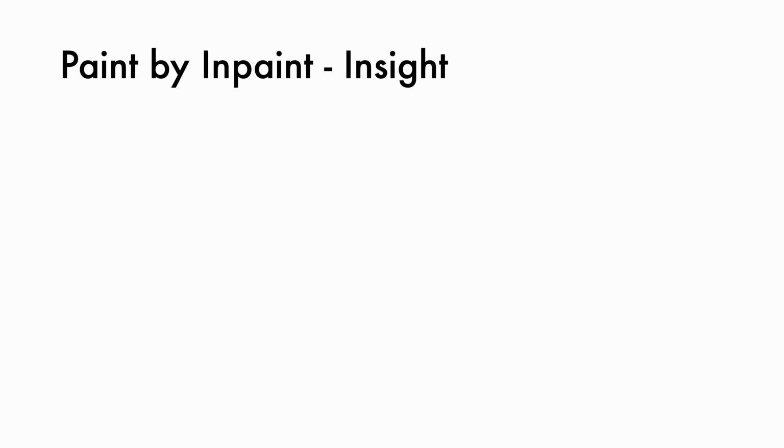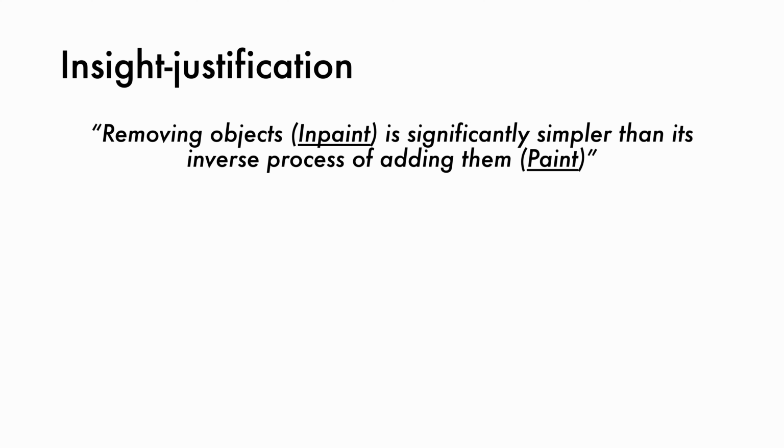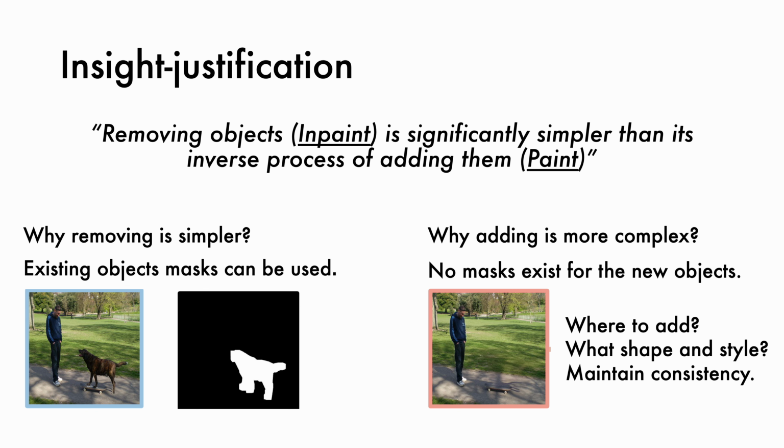In this work, we build on the following insight. Removing objects is significantly simpler than its inverse process of adding them. Removing is simpler since objects' masks can be used, while adding is more complex as no mask exists for the new objects.